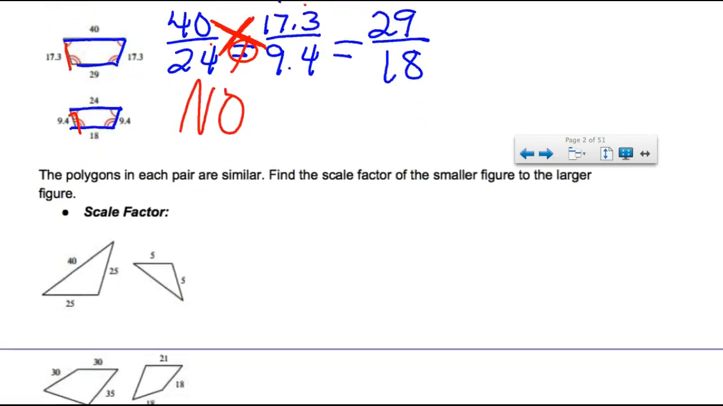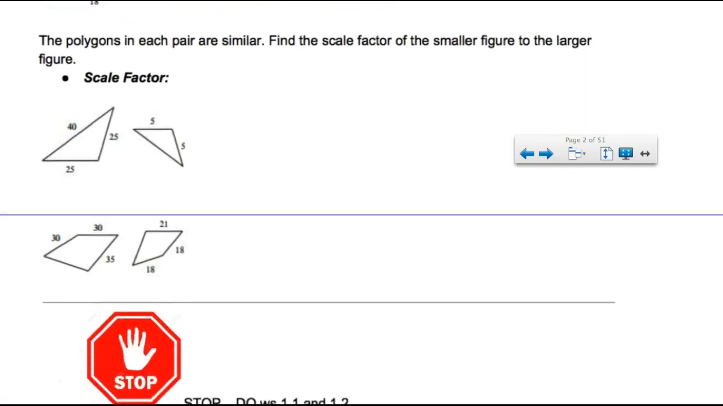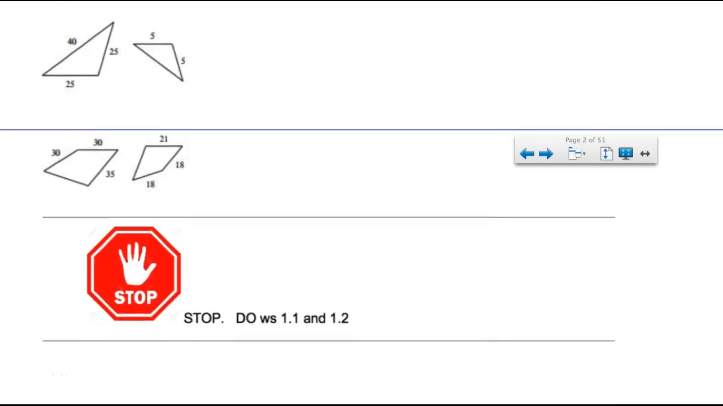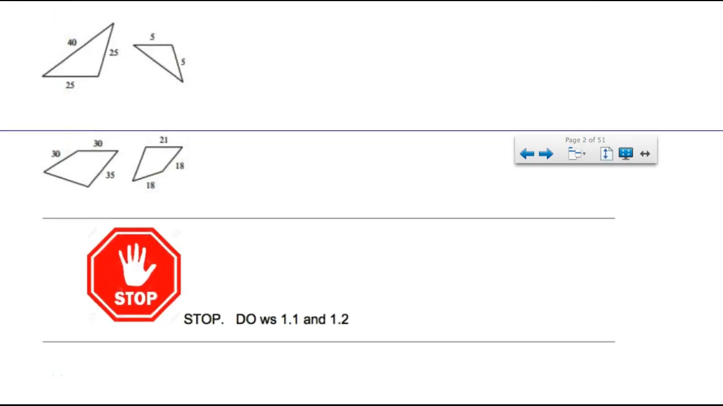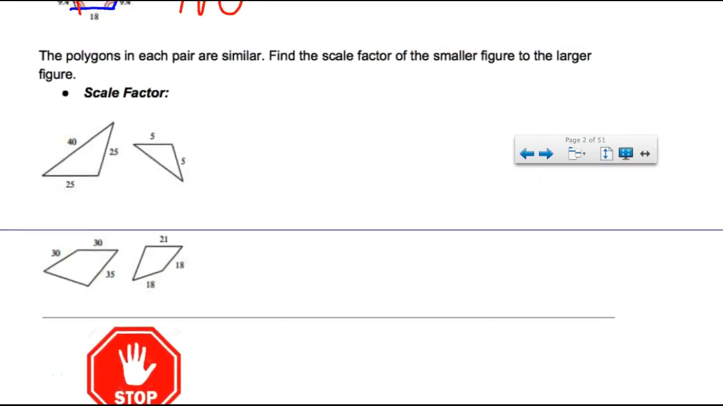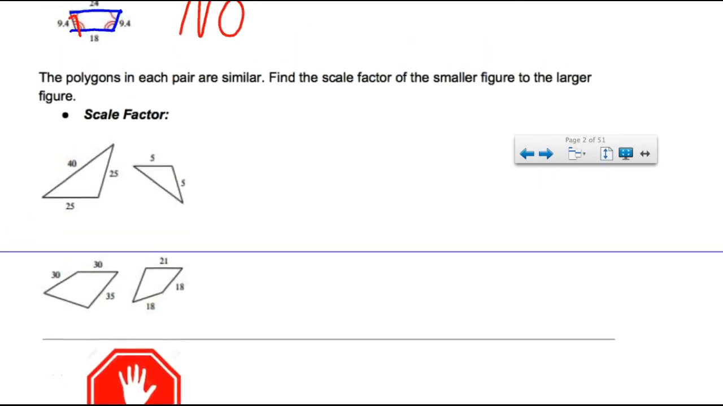So next up, writing a scale factor. A scale factor is just the ratio of one to the other, and they'll tell you because you don't know if you're supposed to go big to small or small to big. If it's not indicated, it doesn't matter. If you're told, it does. This says smaller figure to the larger figure. So we have to go scale factor of small to large.